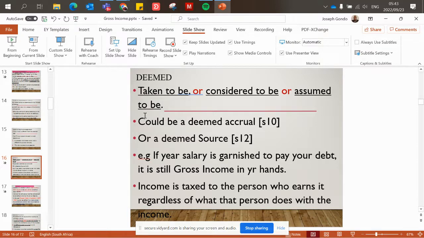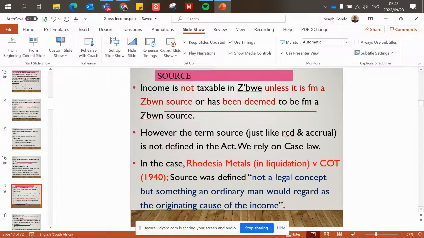So if your salary is garnished to pay your debt, it is still gross income in your hands. Let's say you had a loan with your employer, and at year end or your bonus, the employer just takes everything because the loan is now past due. The employer is going to tax you even if you have received nothing. So it is deemed to have accrued to you, even if you really didn't receive anything in respect of that income or that salary.